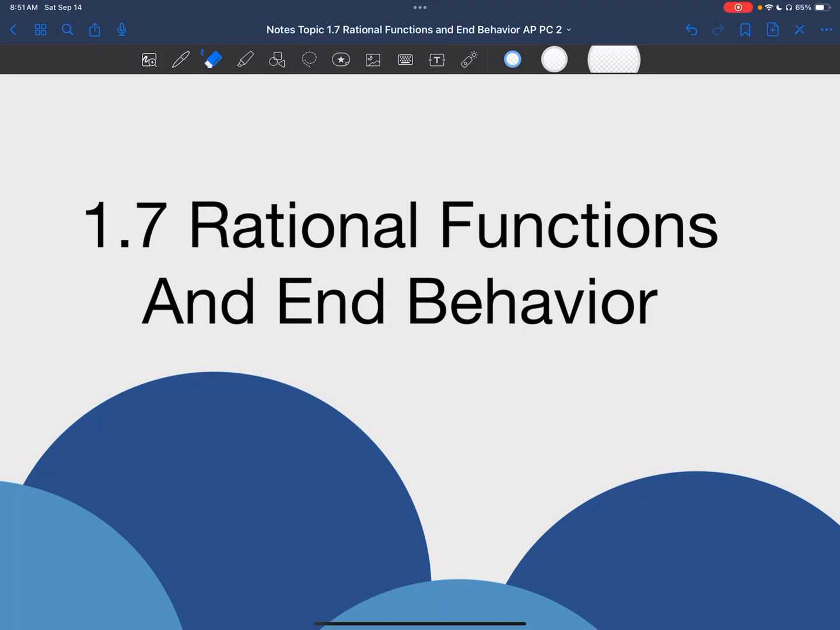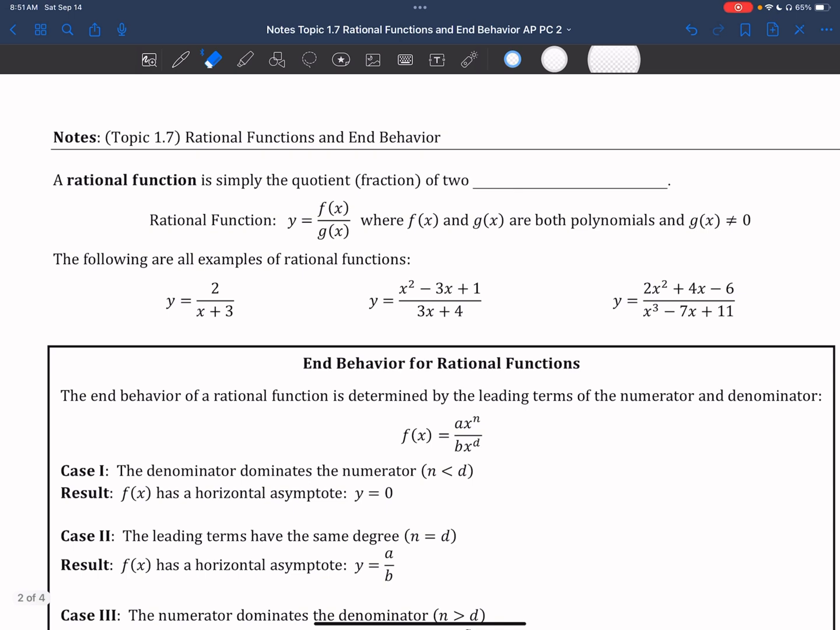Today we will be learning about rational functions and their end behavior. First, let's look at a rational function. A rational function is a quotient or a fraction of two polynomials.